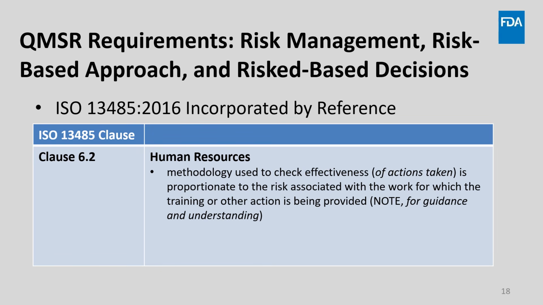Clause 6.2, Human Resources, includes a note for guidance that the methodology used to check training effectiveness should be proportionate to the risk associated with the work for which training is provided. For example, for some low-risk job assignments, training could be limited to requiring the individual assigned to the job to read the content of procedures that describe the job assignment, whereas higher risk activities warrant more rigorous training verification, such as testing or questioning the trained individual or even evaluating their work performance.